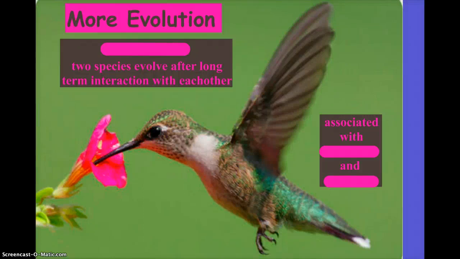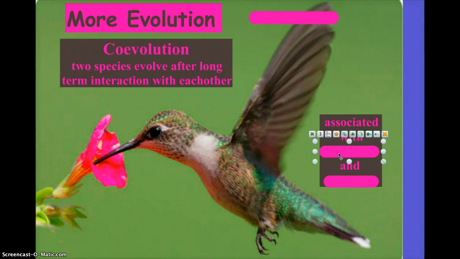So other types of evolution. This is when two species evolve after a long time and have to live together. What do we call that? I'll give you one letter. Good job. Coevolution, right? Because I said I'm starting on that slide.